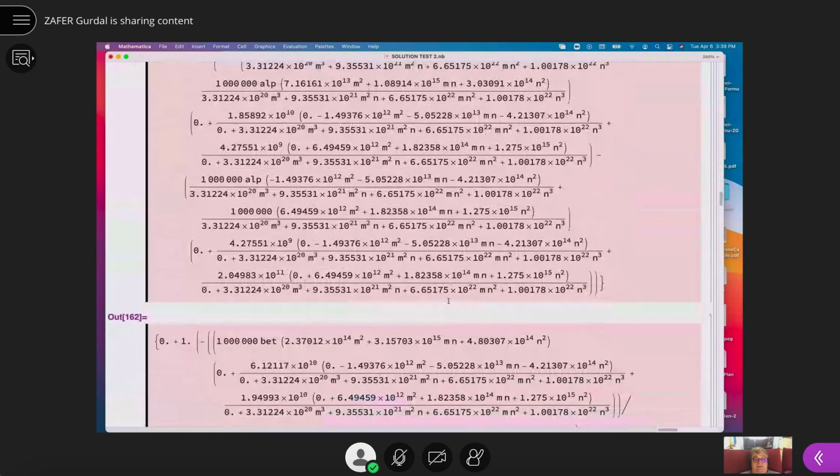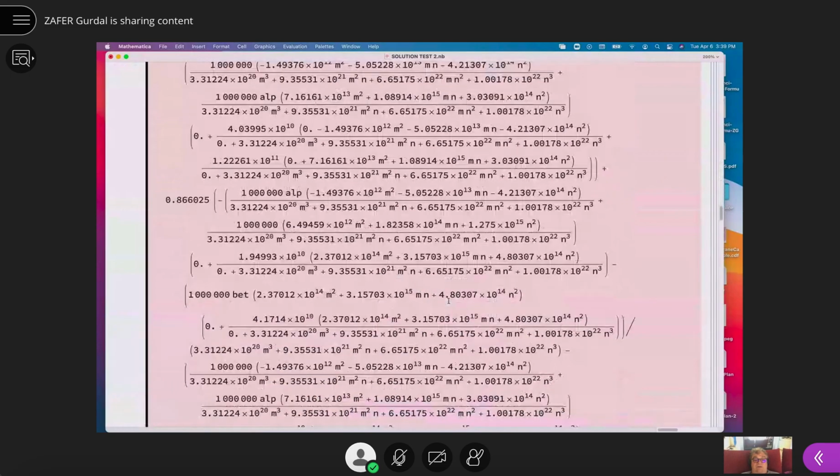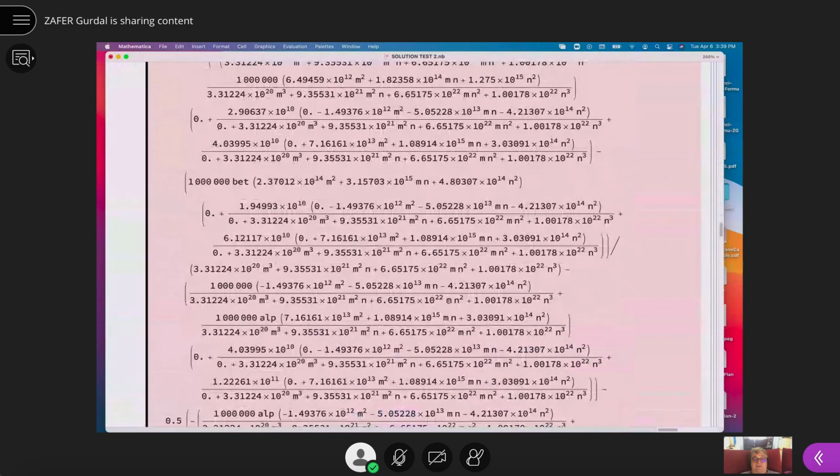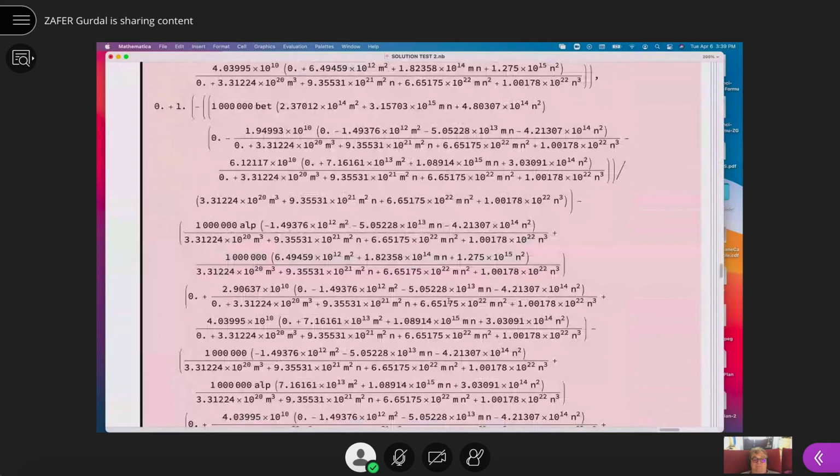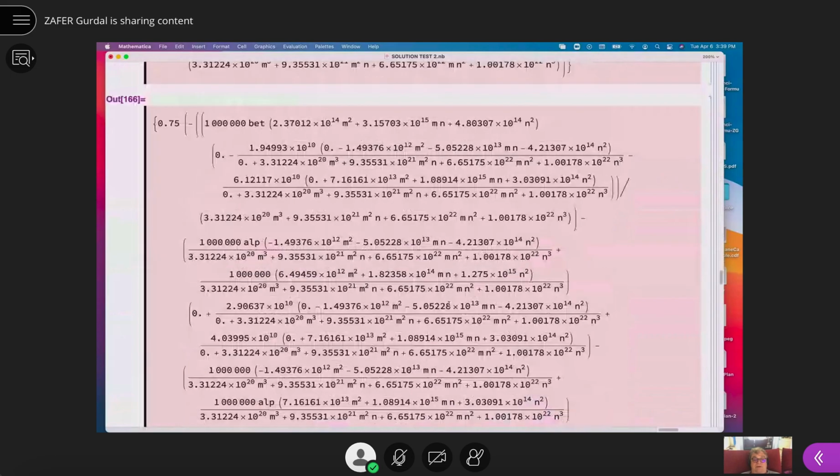Very long. There are 9 of these, but it is okay.